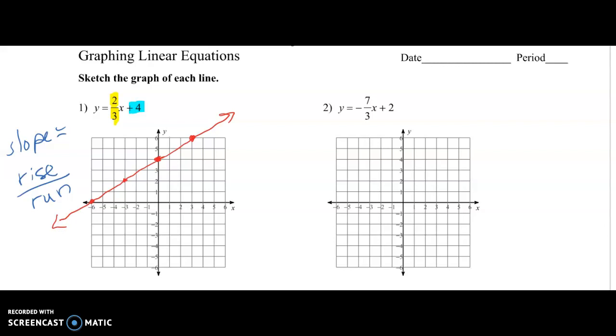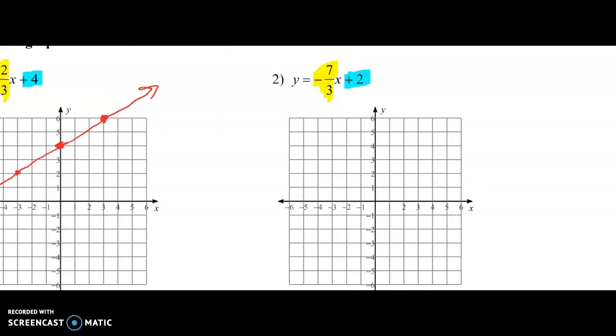Okay, let's move on to example number 2. Again, we have a slope value here of -7/3 and our y-intercept of +2. And we're going to first graph our y-intercept of +2. And now we're going to go ahead and apply the slope value to find additional points to draw my line.